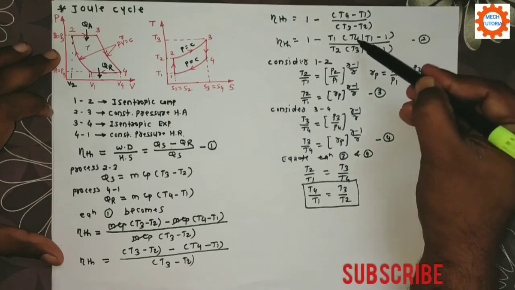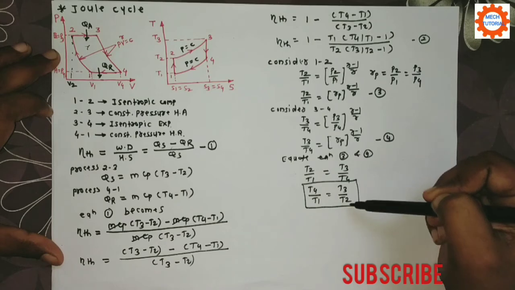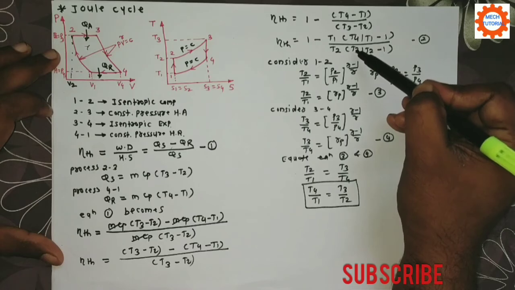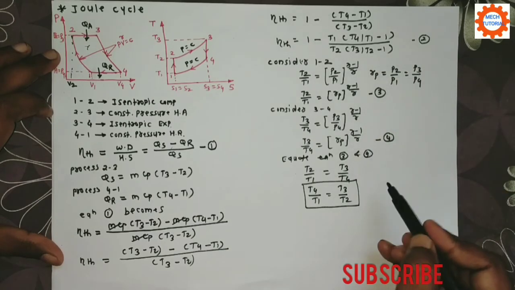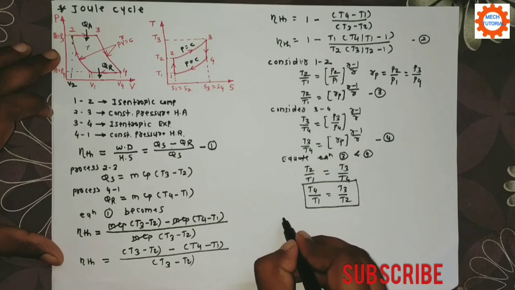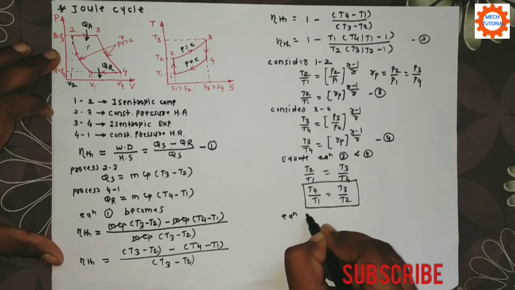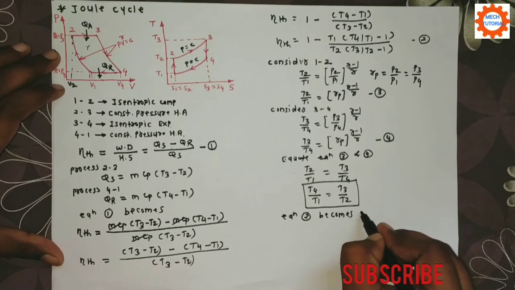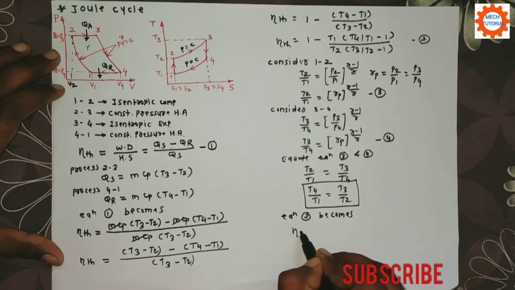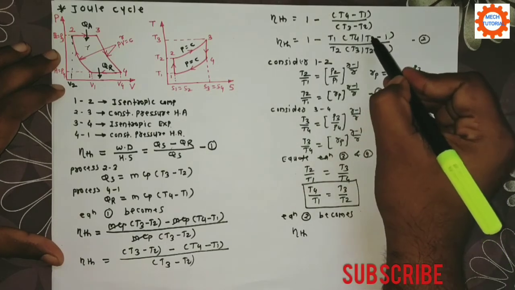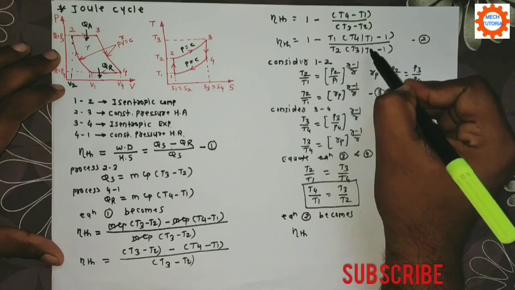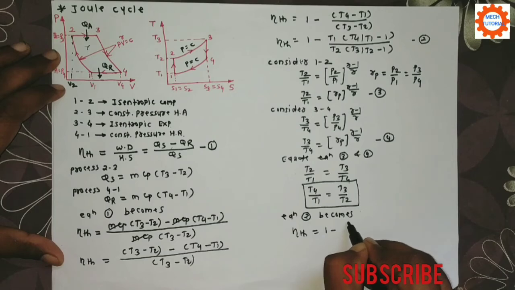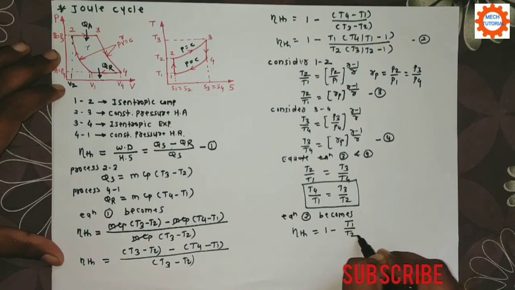So T4 upon T1 is equal to T3 upon T2. This term is the same: T4 upon T1 minus 1 and T3 upon T2 minus 1. So equation 2 becomes 1 minus T1 (T4 upon T1 minus 1) divided by T2 (T3 upon T2 minus 1). This term gets cancelled. Remaining is 1 minus T1 upon T2.